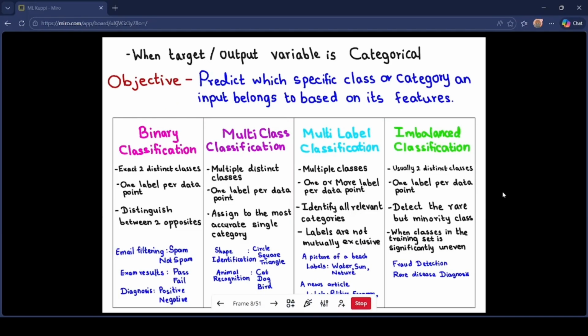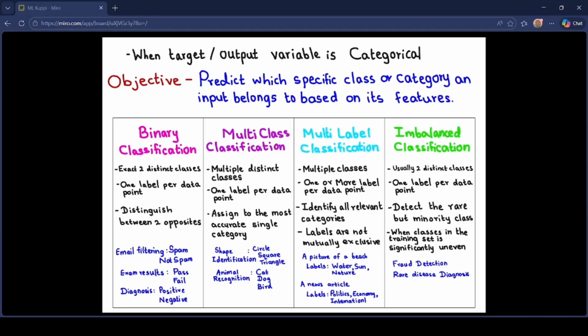Classification is done when our target variable is a categorical variable. The requirements for classification are, first, it should be labeled data, and then the output variable should be categorical. If the output variable is labeled and categorical, we can go for classification. The objective of classification is to predict which specific class an input belongs to based on its features. This is the type of example that I've been talking about all this time. Based on input features such as height, weight, age, and skin type, we will be predicting whether the person is a male or a female.